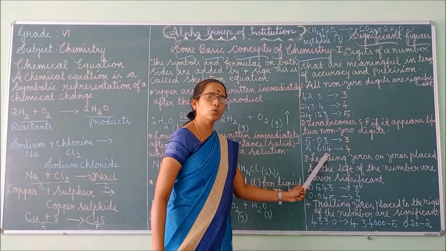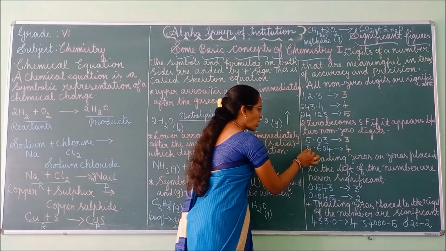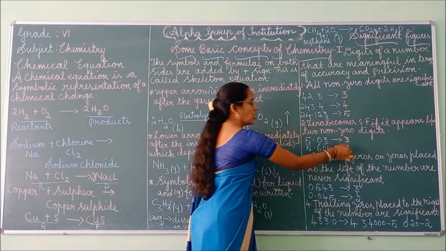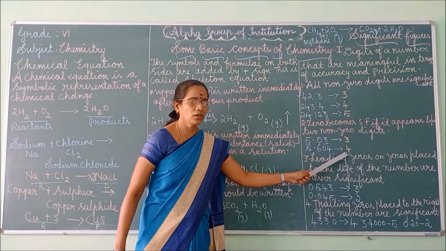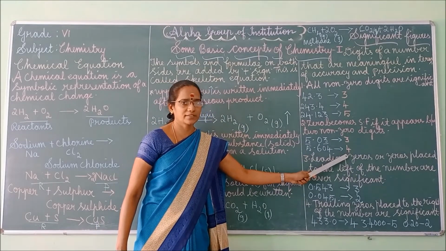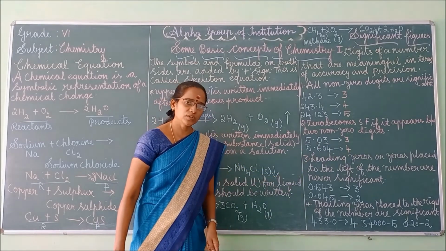So we have to count the zero also. So 1, 2, 3, 4. How many significant figures are there? 4 significant figures. Understood, children? Right. Shall we move to the third rule?